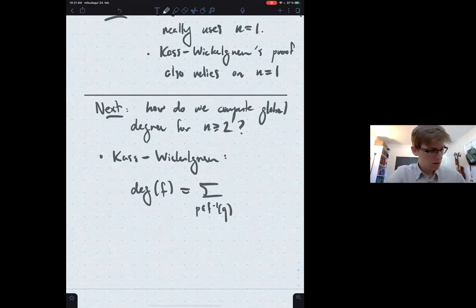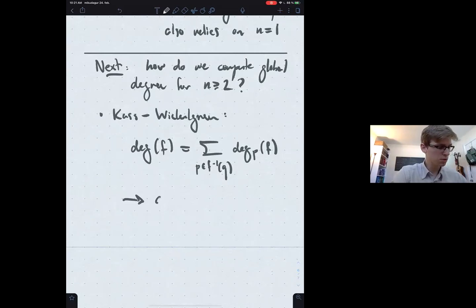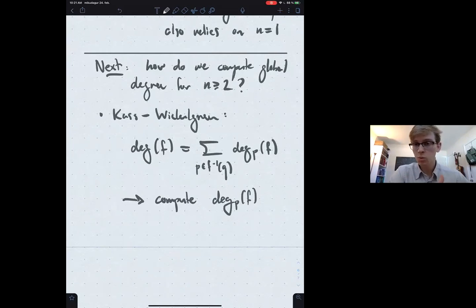Okay, so you take a k-rational point in the target and the codomain, pull it back, and look at local degrees over that fiber. And so then if you're able to decompose your global degree in this way, you can reduce a global computation to several local computations. So then you want to compute the local degree. Now we have to say what this local degree is.